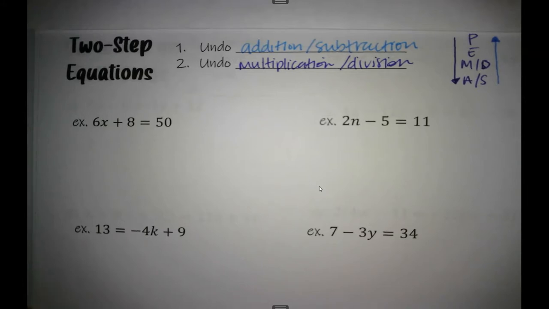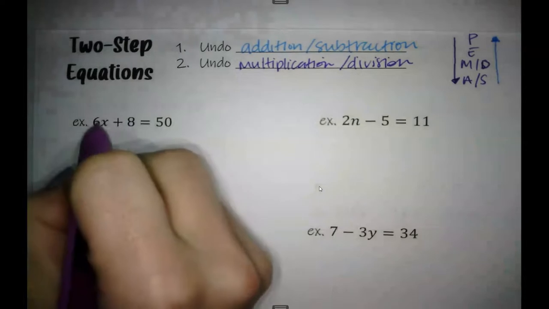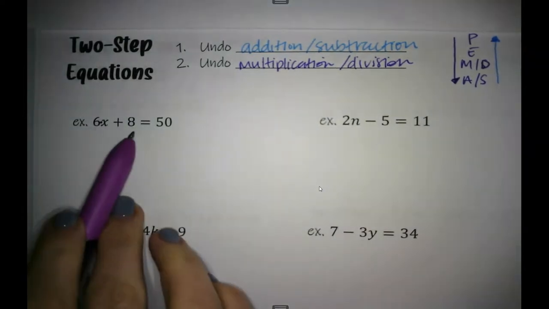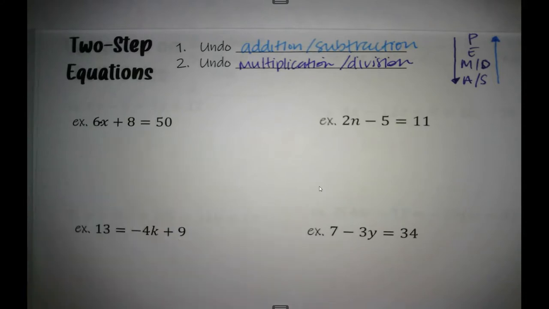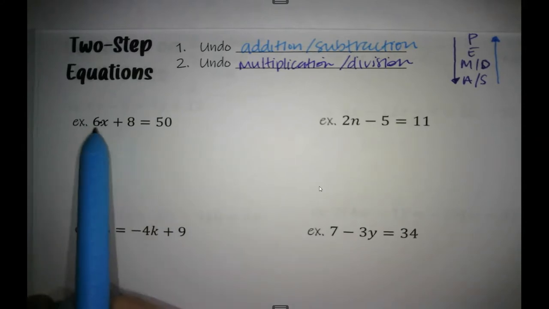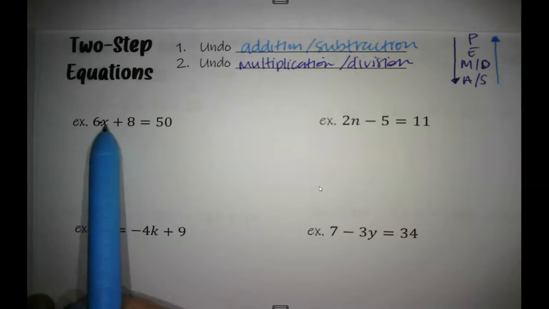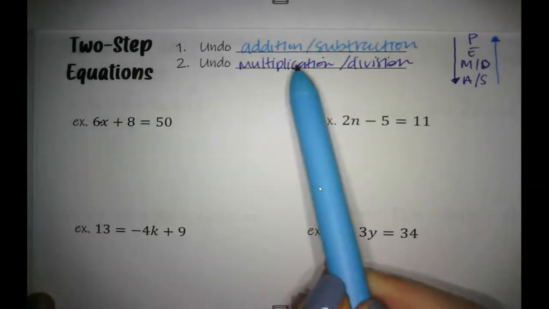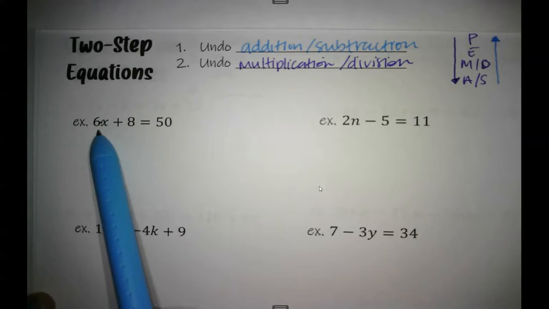So what's happening to this number x? It first is being multiplied by 6, and then we're adding 8 to it. So in order to work backwards to find that x, we need to take care of this addition first, and then we'll move on to what's being multiplied.